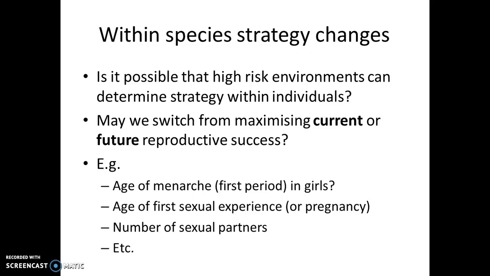So what we're doing when we're maximizing current reproductive success is to try and have as many kids as you can. Future reproductive success is to plan for the future, have kids later, have fewer kids in the hope that the risk-free environment will allow those children to survive themselves to reproductive age. So some of the examples that have been used to measure this are how early does puberty develop, particularly in girls, how early does a child become interested in sex or have a first experience or pregnancy, and how many sexual partners do you have. So if you're maximizing current reproductive success, you'll mature earlier, have sex earlier, and have more sex with more people. If you're maximizing future reproductive success, you will develop later, you will have sex later, and you will tend to have fewer sexual partners, etc.